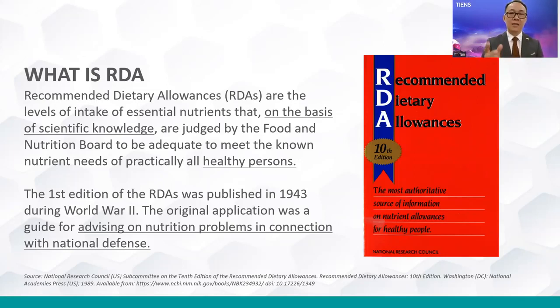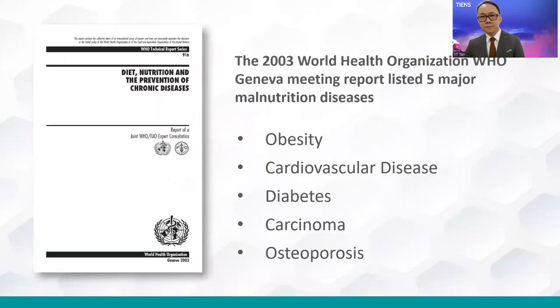If the RDA were applicable, it would really be a good reference, a golden rule of nutrient intake. We should not have such a high rate of chronic disease at this moment. In 2003, the WHO Geneva meeting report listed five major malnutrition diseases. Come on, malnutrition disease, I can't believe it. What are they? The first one, obesity. The second, cardiovascular disease, which is heart attack, stroke, all of which we consider cardiovascular disease. And the third one is diabetes.